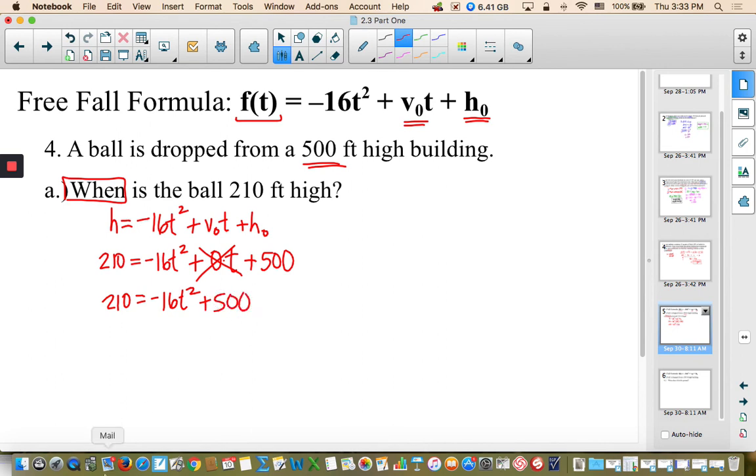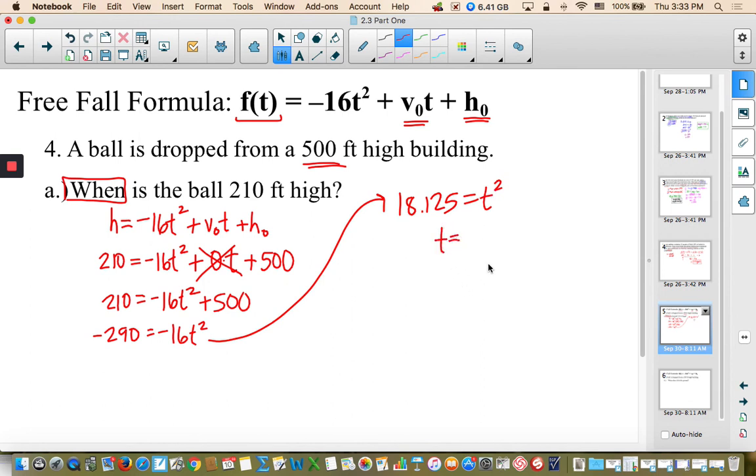We'll subtract 500 from each side. 210 minus 500 is negative 290 is equal to negative 16t squared. Divide both sides by negative 16. I get 18.125 is equal to t squared. I will square root both sides, and I will get t is approximately plus or minus 4.26.